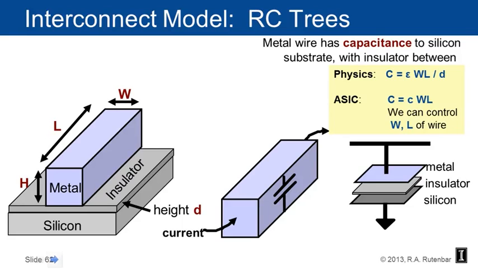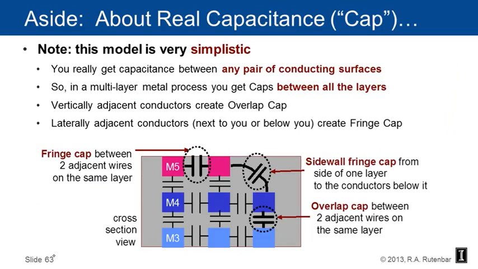So for the ASIC, the formula we're interested in is that the capacitance is C, a lowercase parameter c, multiplied by basically the footprint of the wire, the width times the length, because we can control the width and we can control the length. Now, I have to tell you that this model is incredibly simplistic. It's good enough for us to make some progress, but it's incredibly simplistic.